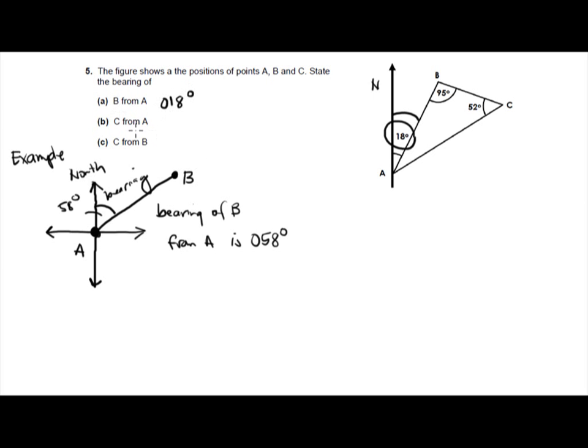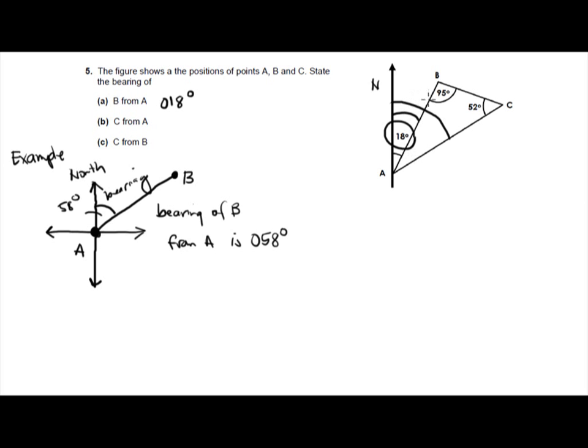Now next to compute is the bearing of C from A. So this object C, from A. We need to measure the angle from the north axis going to the line connecting A and C. So how do we compute this? Take note, we don't know the measure of this angle yet. But if we know it, then all we have to do is add 18 to the measure of this angle. So we need to find a way to find this angle.